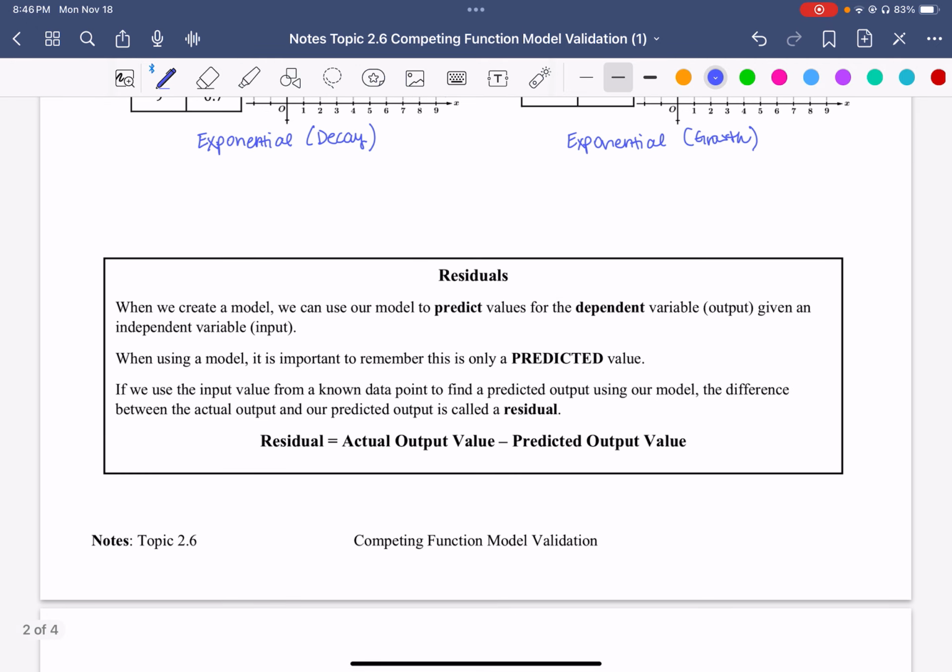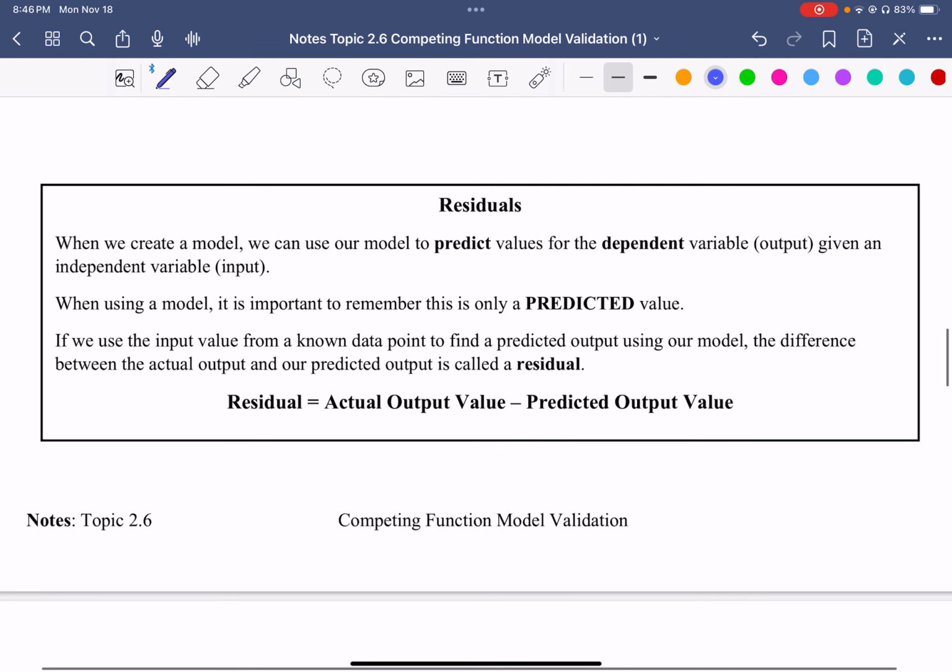Okay, moving on to residuals. We've covered this before, I think in lesson 1.13. When we create a model, we can use our model to predict values for the dependent variable, which is your output. And remember that your outputs are your y values. Okay, so you're predicting y values given an independent variable, which is the input, which are the x values. Okay, when using a model, it is important to remember that this is only a predicted value.